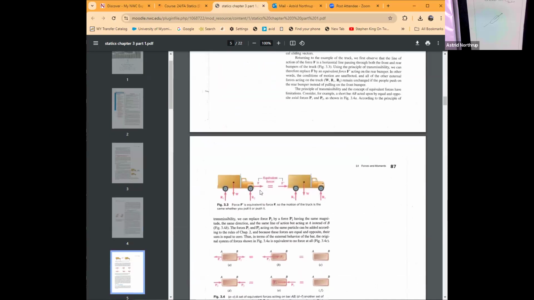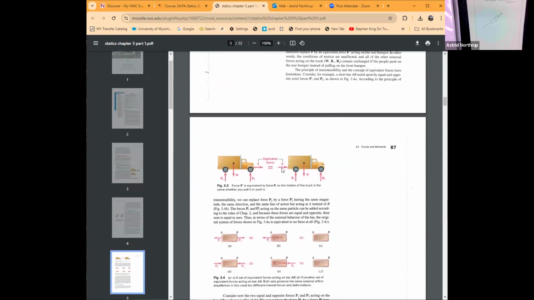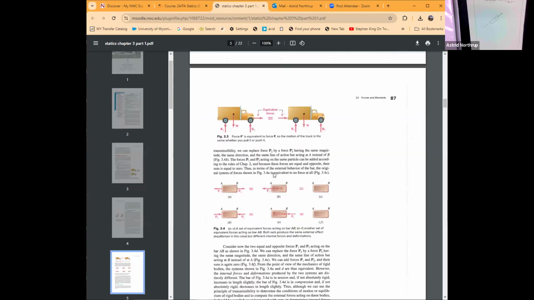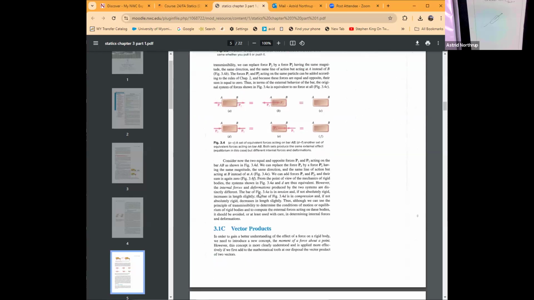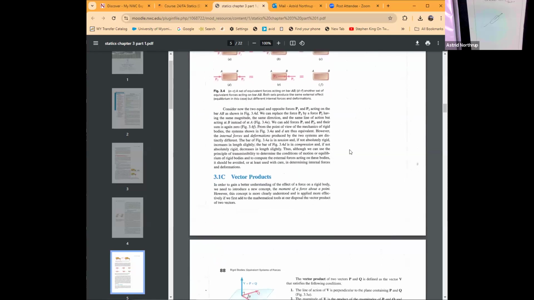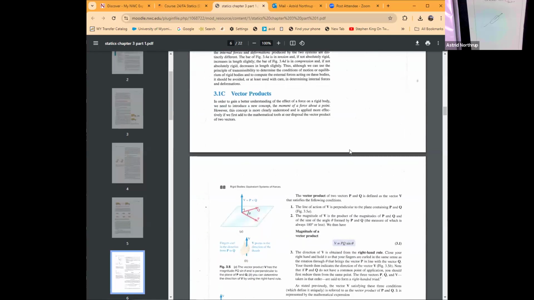So here, for example, when we get back to the truck, what they're saying is it's exactly the same to pull on the truck with a force F as it is to push on the truck with a force F. And actually the principle of transmissibility is really built into the idea of adding and subtracting forces or vectors in general, but we won't get into that.